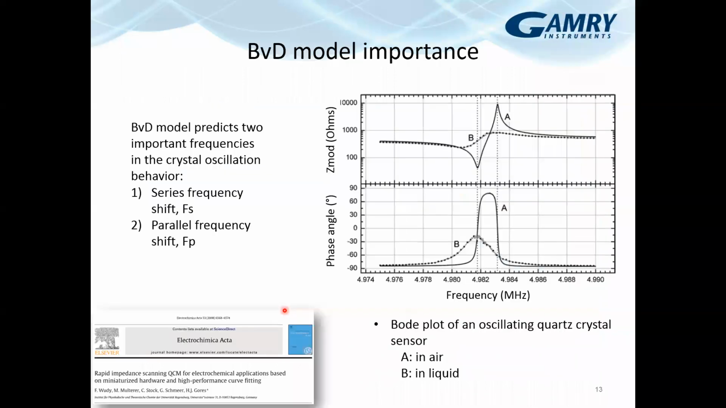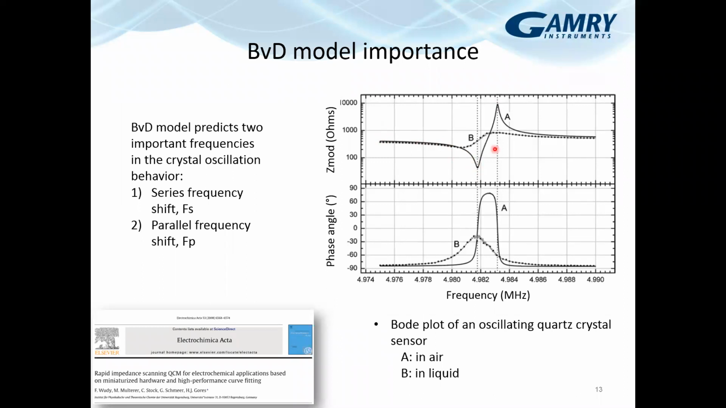And in practice, right, so here's some real data from this paper of an oscillating quartz crystal in both air and in liquid. And so again, this is your Bode plot, but in this case it's split in two. So here's the modulus of the impedance, the phase angle, and frequency. And so you can see that this is a 5 megahertz crystal, and the impedance is increasing to a maximum and then decreasing to a minimum and then leveling off.